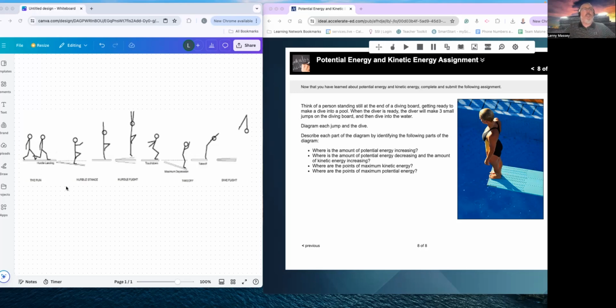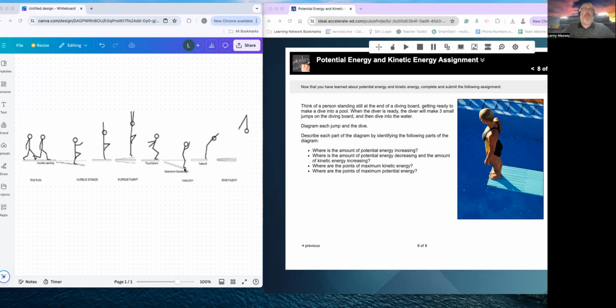Okay, so if I were to look at this diagram, looking at the questions, where's the amount of potential energy increasing? Well, think about what potential energy is. In this case, you need to really realize that there are actually 2 points of potential energy being stored. One, gravitationally as they move up, and two, as the board bends and moves down. That is what we call elastic potential energy. So that energy gets stored by the bending of the board itself.